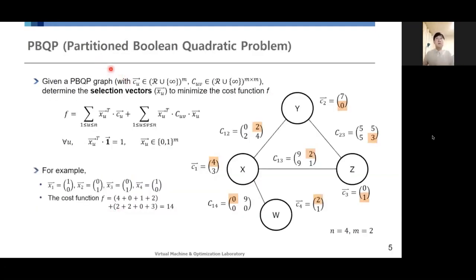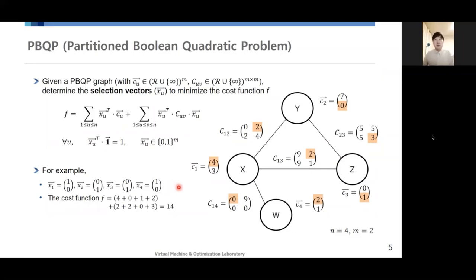PBQP is an assignment problem. Given a PBQP graph with a cost vector for each node and a cost matrix for each edge, we have to determine the selection vectors which minimize the cost function f. The selection vectors are called selection vectors because they select the corresponding cost; they can only have 0 or 1 as their entries, and only one of them can be 1. The first term of the cost function sums the selected costs for each node, and the second term sums the selected costs for each edge. For example, here's the solution of the given graph. The highlighted numbers add to the cost function, which happens to be minimal in this case.